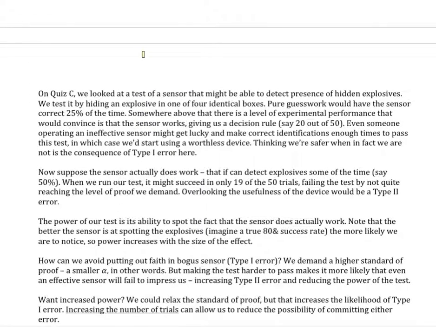And I think this first few just discuss this example we just did with the bomb detector. So it says on quiz C we looked at the test of a sensor. We test it by hiding explosives in the boxes. Okay, so pure guesswork says 25%.